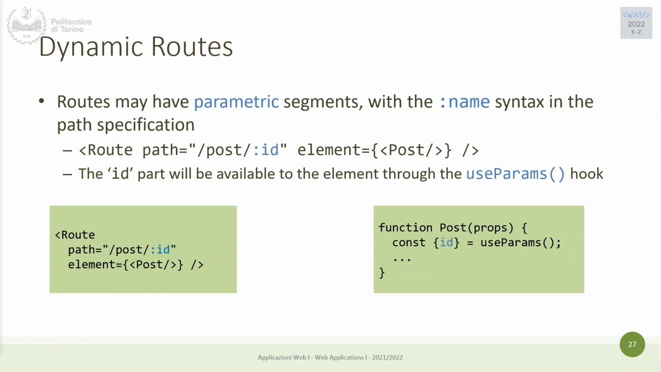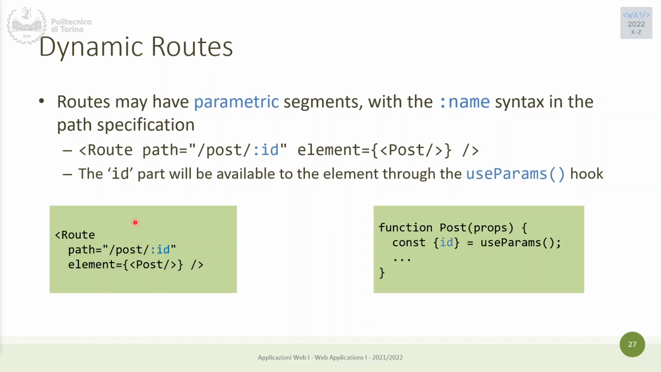Then we have dynamic routes. It is something that I already anticipated to you. It is something very useful that is offered by the library. Routes may have parametric segments that are specified with a colon syntax. So as Facebook did, you can specify a route which is addressed by /post/:id, and this ID will be available to the final element using this hook, which is called useParams.